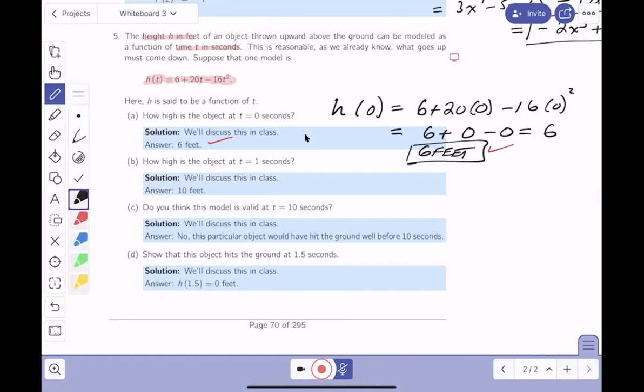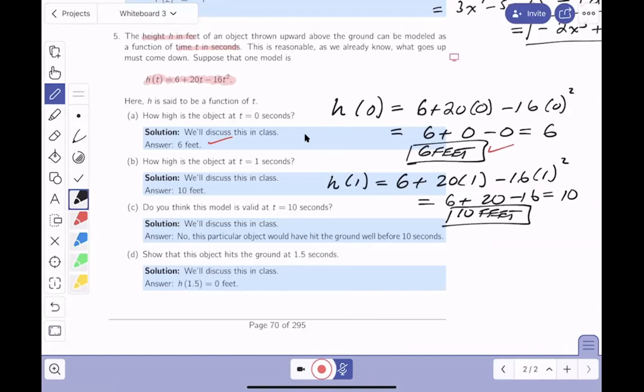The next question is, how high is the object at 1 second? I just write it down, h at 1 second. Again, parenthesize the variable and plug it in. And what would you get over there? 6 plus 20 minus 16. If you did that, what would you get? You get 10, right? So what does that mean? 10 feet.